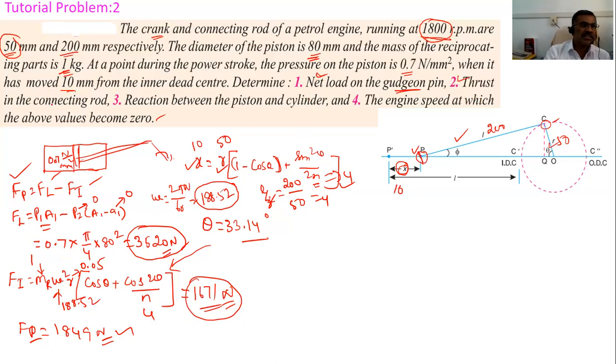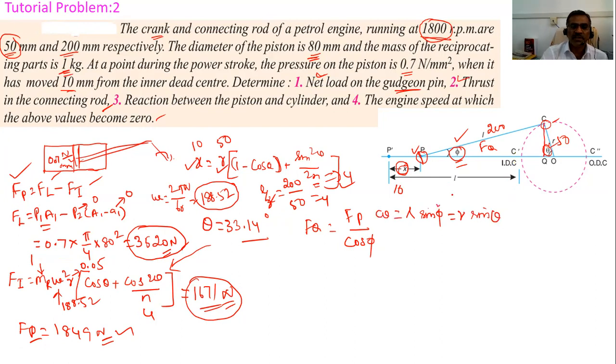Next one is thrust in the connecting rod. What is thrust in the connecting rod? That is FQ. So we have an equation for FQ. FQ is FB divided by cos phi. So this is phi. How to calculate the value of phi? There is a relation between phi and theta. You can calculate the value of CQ in two terms. One is L into sine phi, that is equal to R into sine theta. Both are CQ only. So from that, you can find the value of phi.